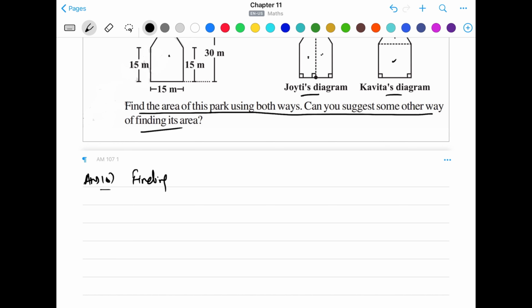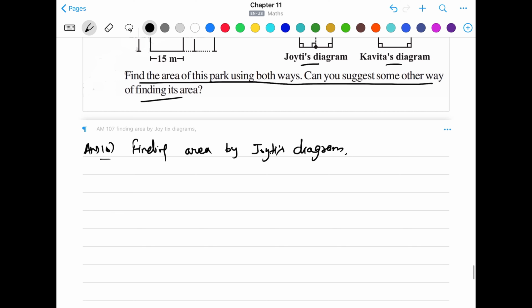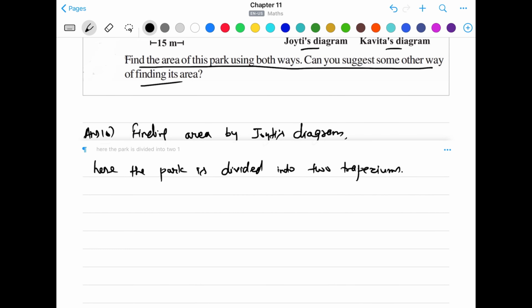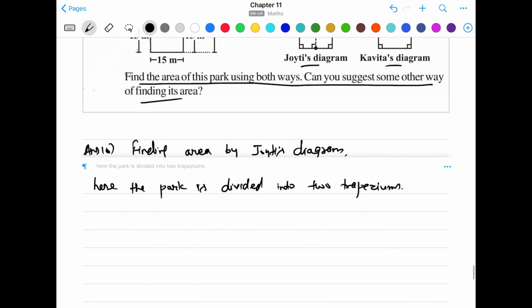Okay, so first is finding area by Jyoti's diagram. That is, here the park is divided into two trapeziums. Okay, so we are going to calculate the area of the one trapezium and we'll multiply that by 2 to get the area of the second trapezium.